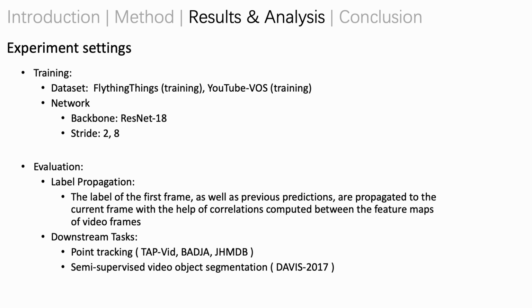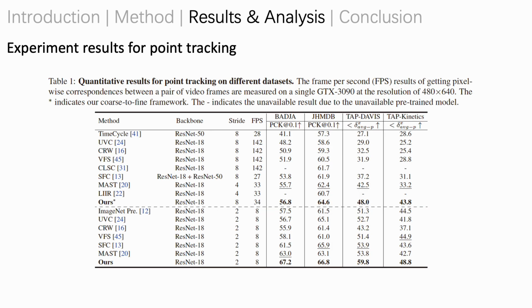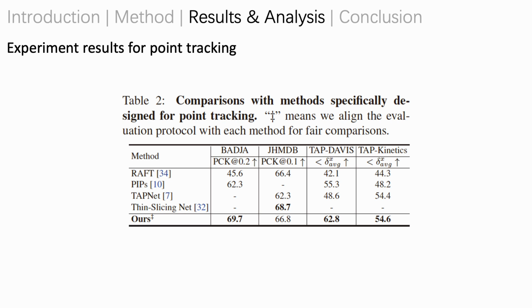After training, we directly utilize the pre-trained model as the feature extractor without any fine-tuning, and leverage the algorithm of label propagation for inference on downstream tasks, including point tracking and semi-supervised video object segmentation. Here are the quantitative results for point tracking. Our method achieves significant improvement against its counterparts. More surprisingly, without any specific designs, our performance even surpasses task-specific methods like PIPs and TAP-Net.